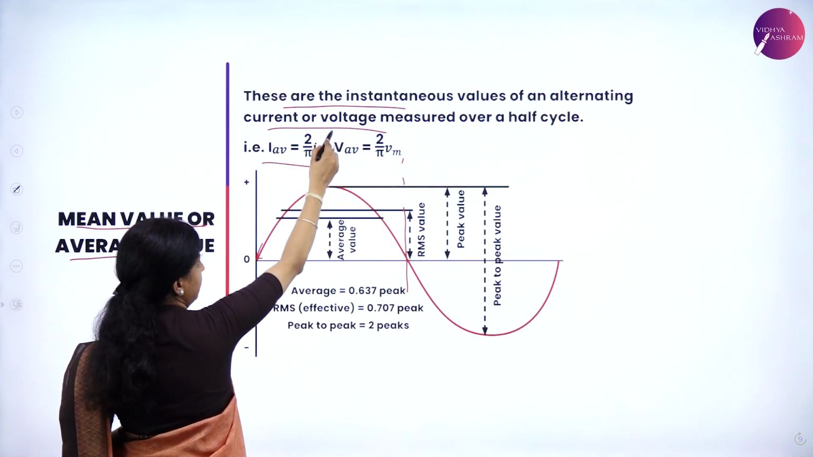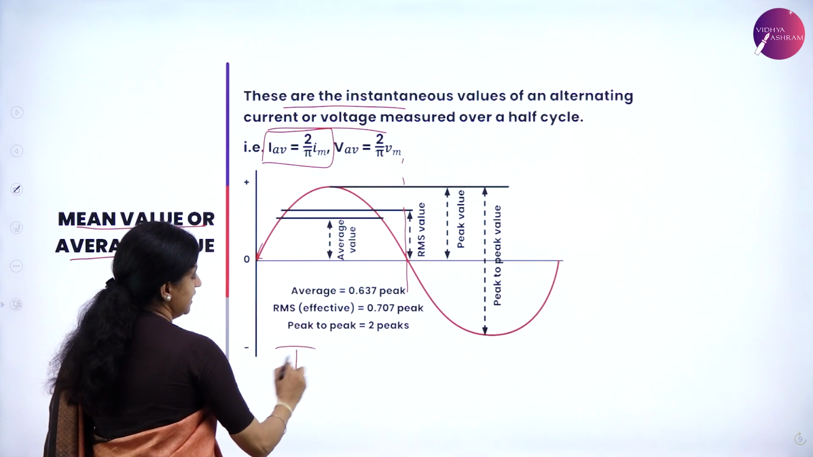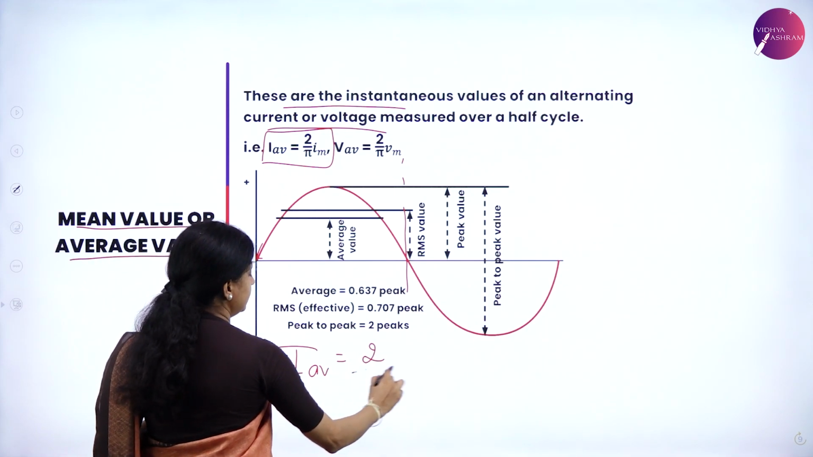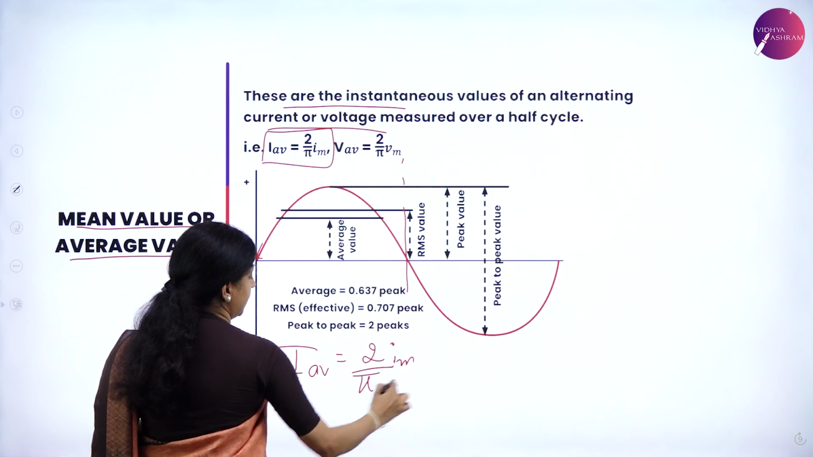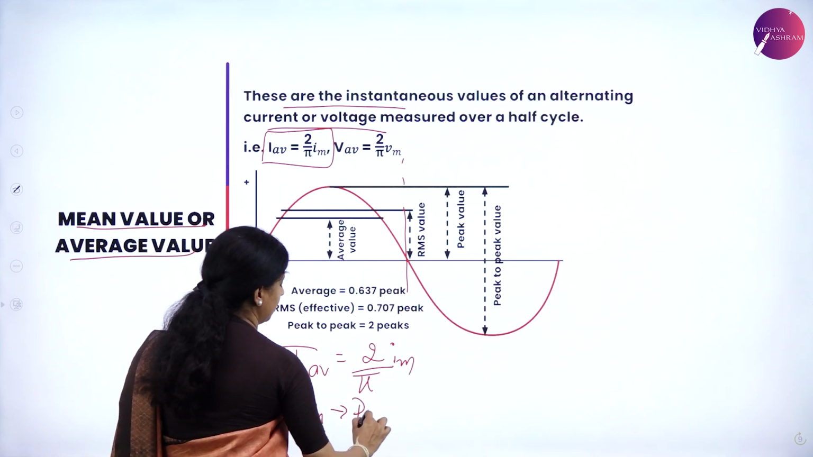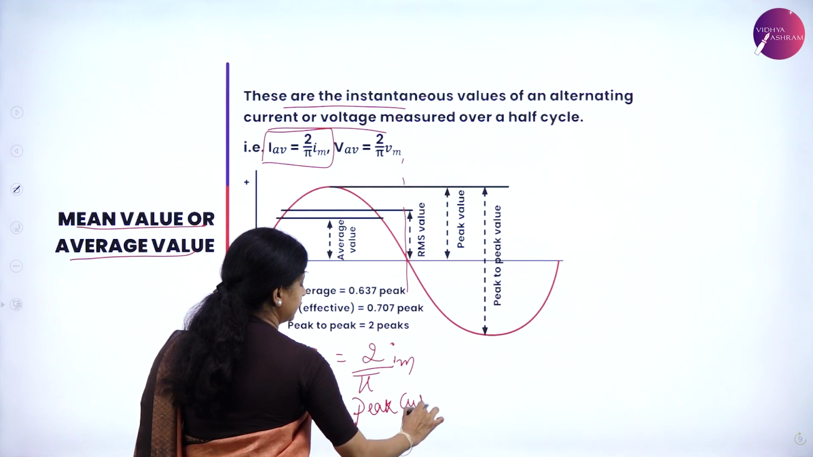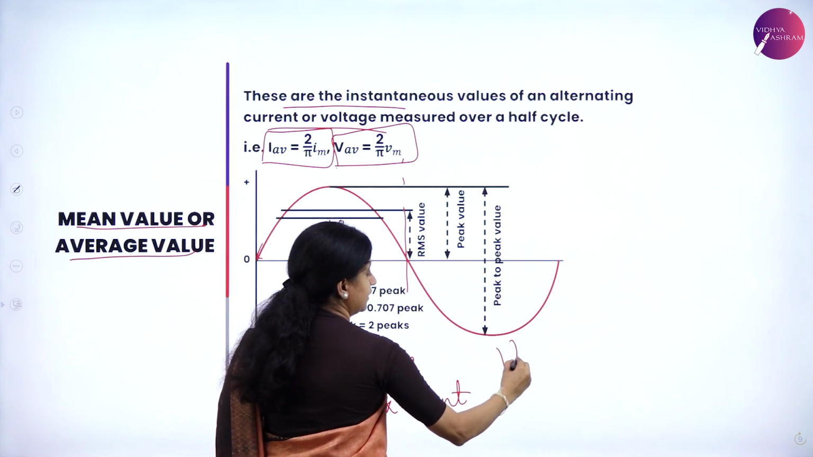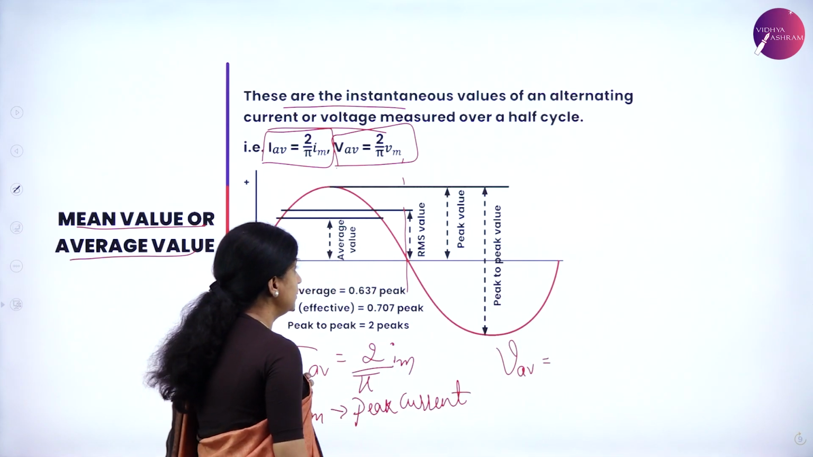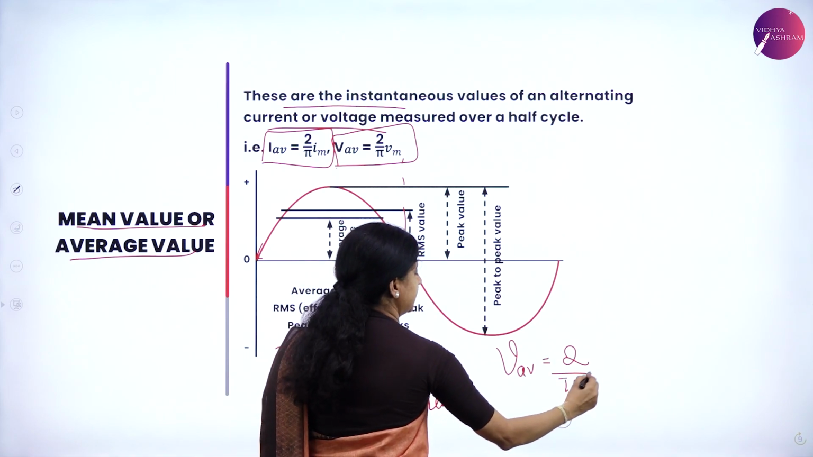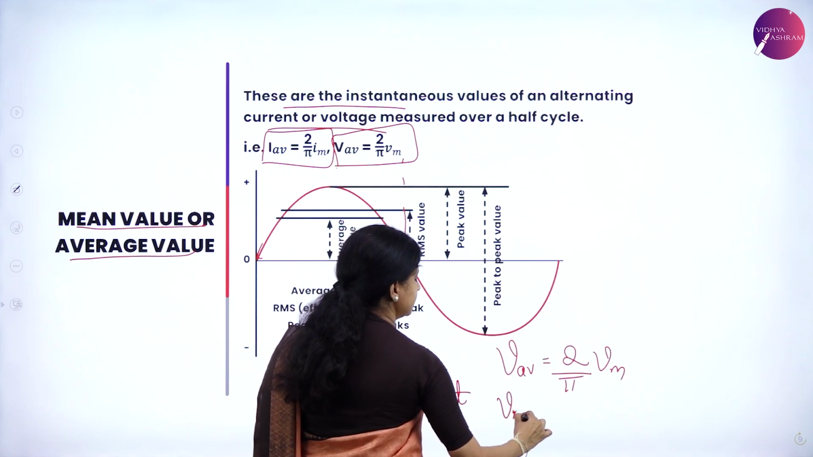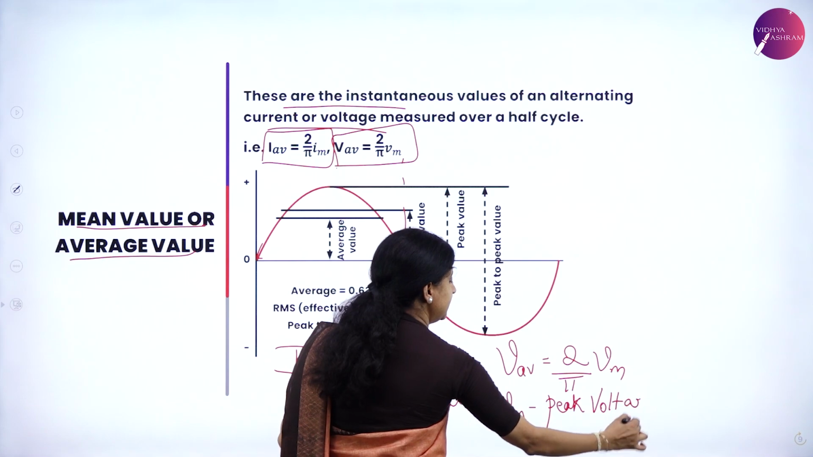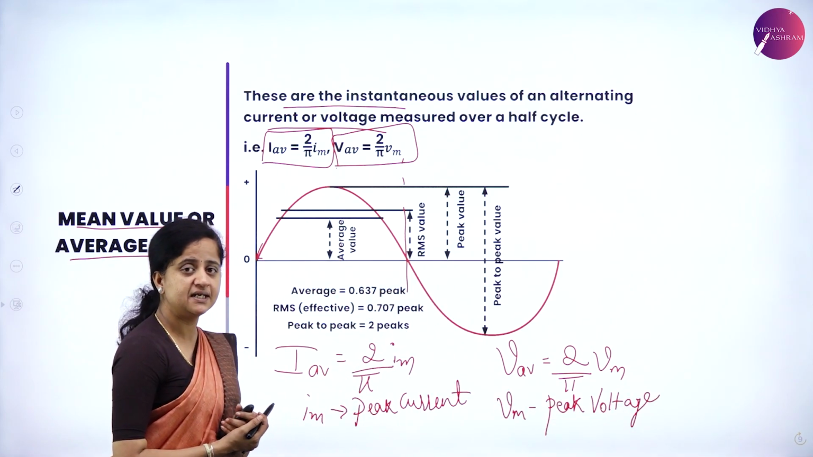The formula to find the average current is I average. I stands for current and AV stands for average. I average is equal to 2 divided by pi into Im, where Im is the peak value of current, or we can call it peak current, or maximum current. Similarly, for the mean or average voltage, the expression is 2 divided by pi into Vm, where Vm is the peak voltage.